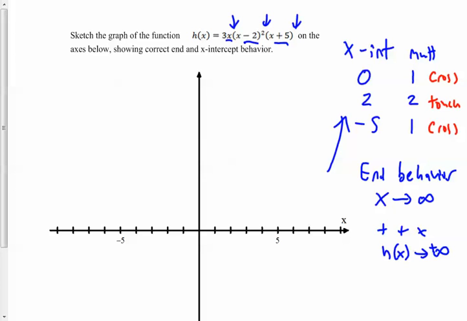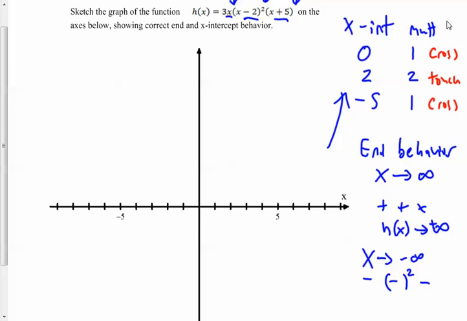When x goes to negative infinity on the far left, what does my function do? Well, 3x is negative. x minus 2 is a negative thing, but we're squaring it. And x plus 5 becomes negative. So a negative times a negative squared times a negative, that's telling me the original function is in fact going positive on the far left.